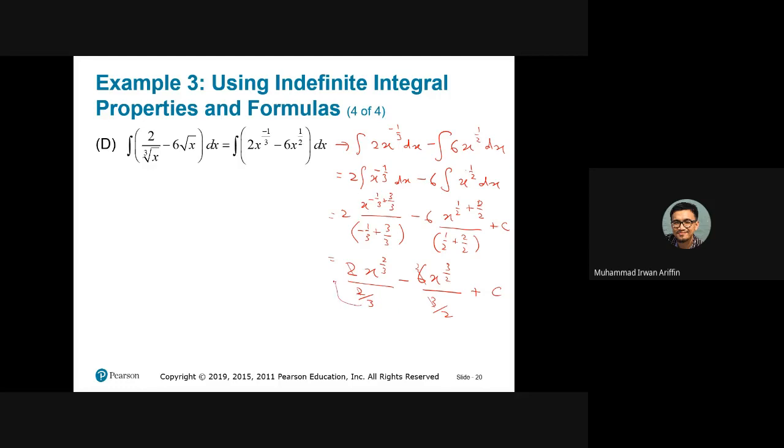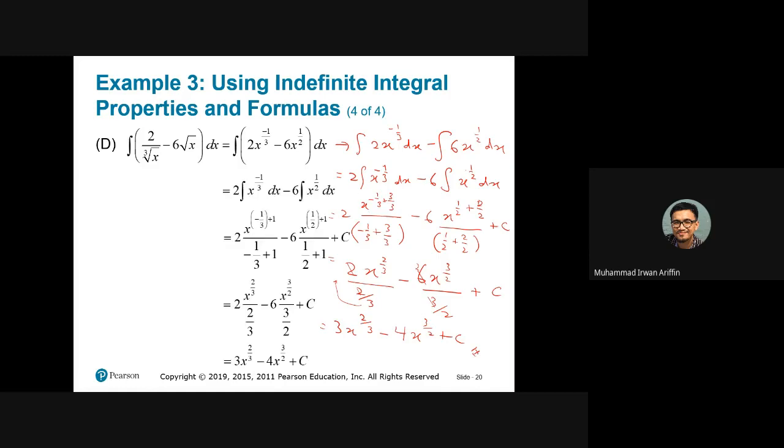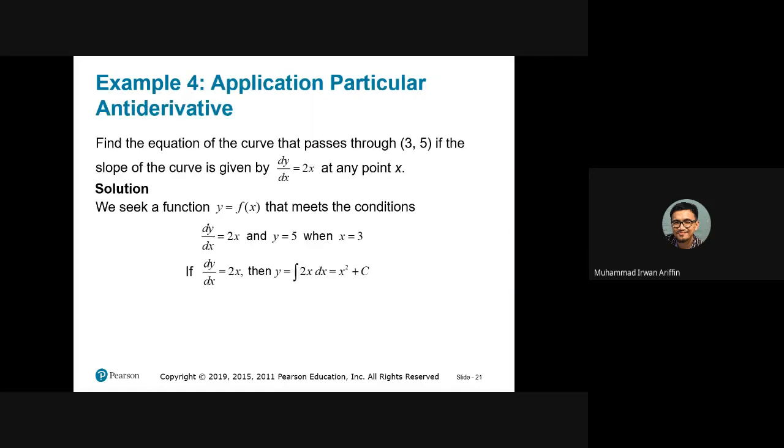So these 3 can bring up. So it becomes 3 to the power of x to the power of 2 over 3 minus. So this is 2, this is 2. So bring this 2 up. 2 multiplied by 2 is 4x to the power of 3 over 2 plus c. And this would be the answer. Okay. So example 4, I'm going to leave this to you.